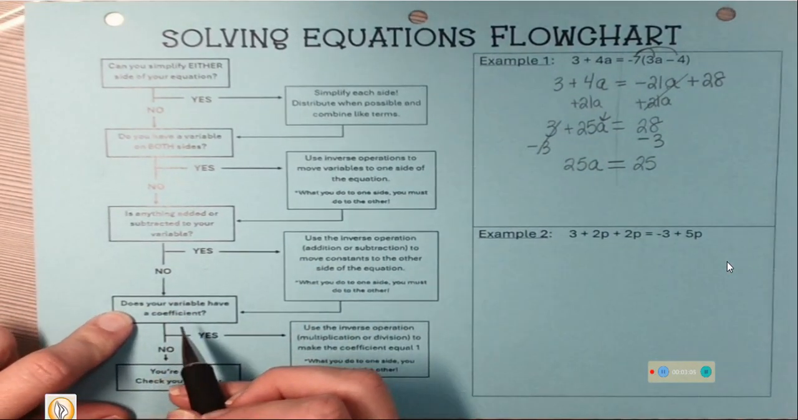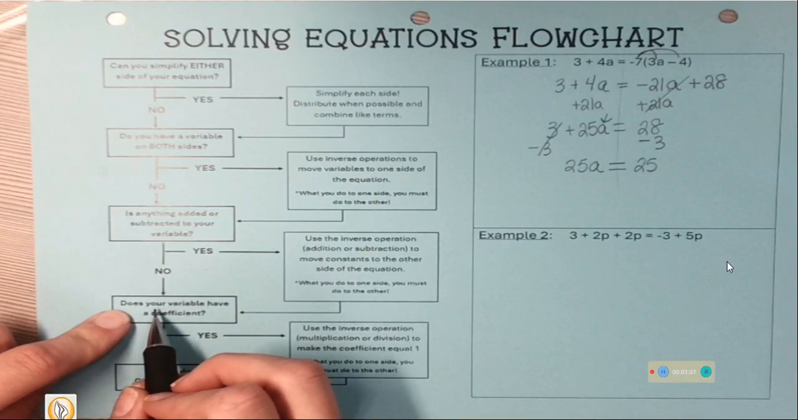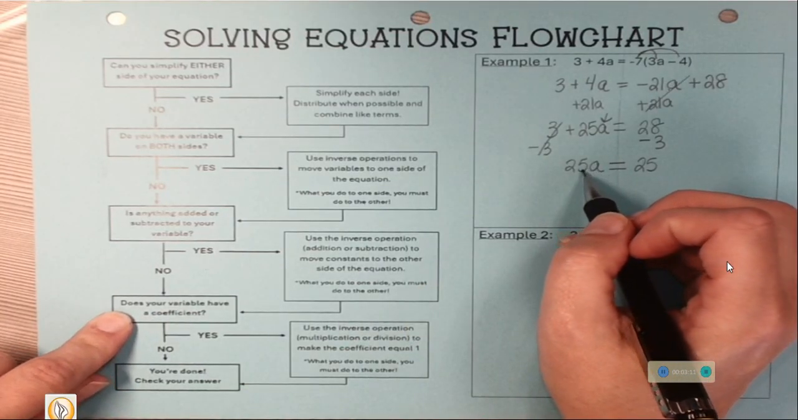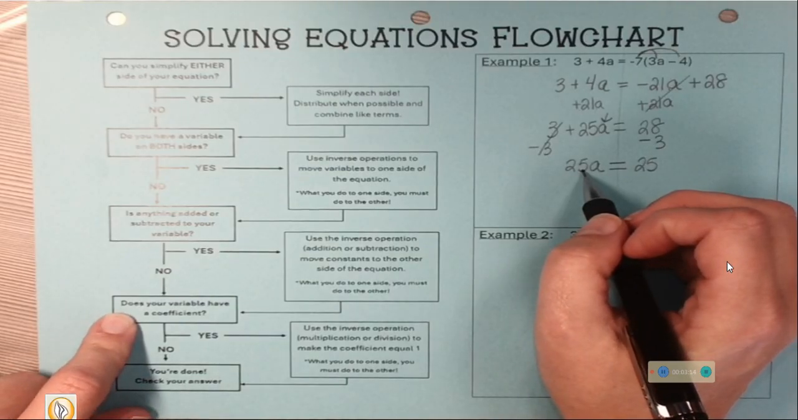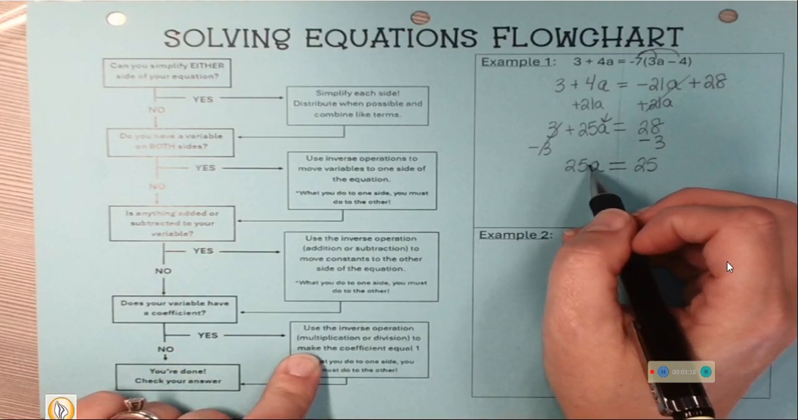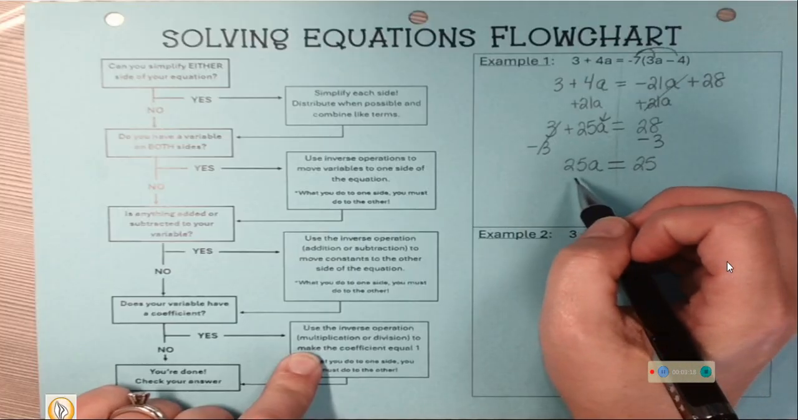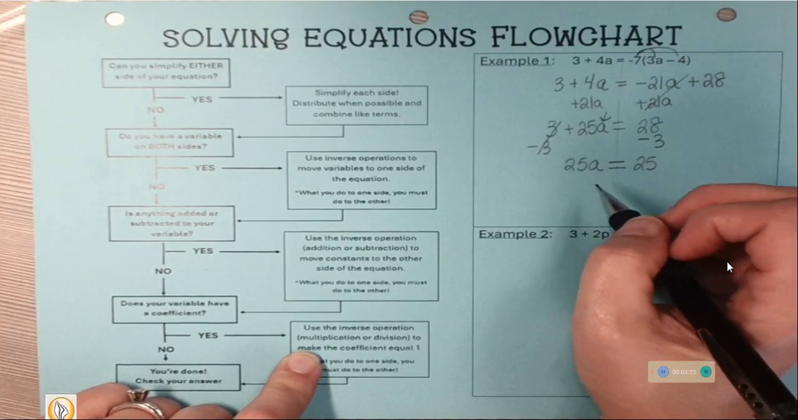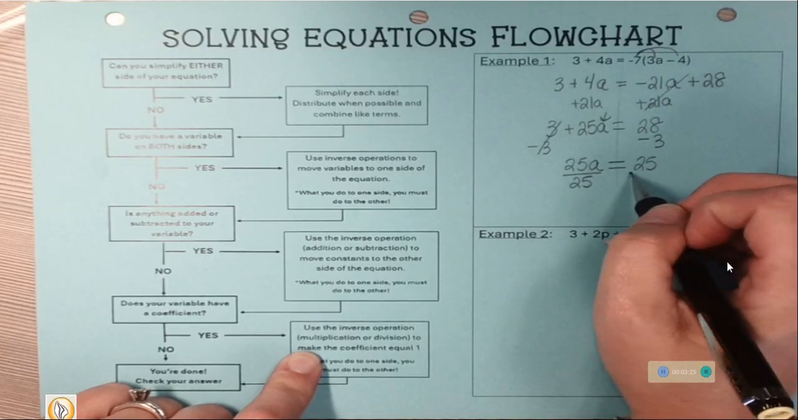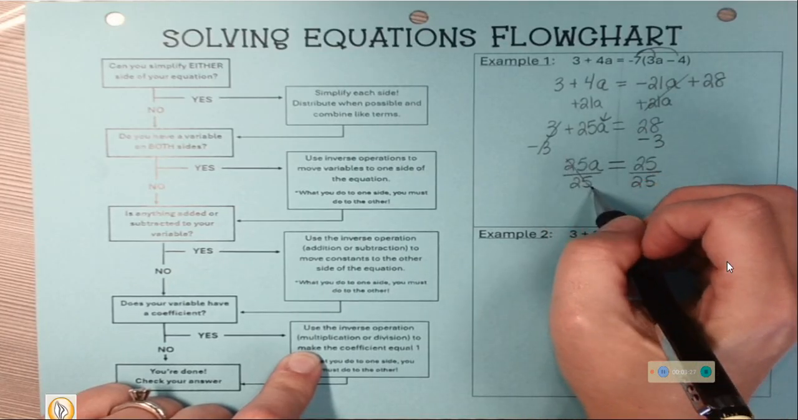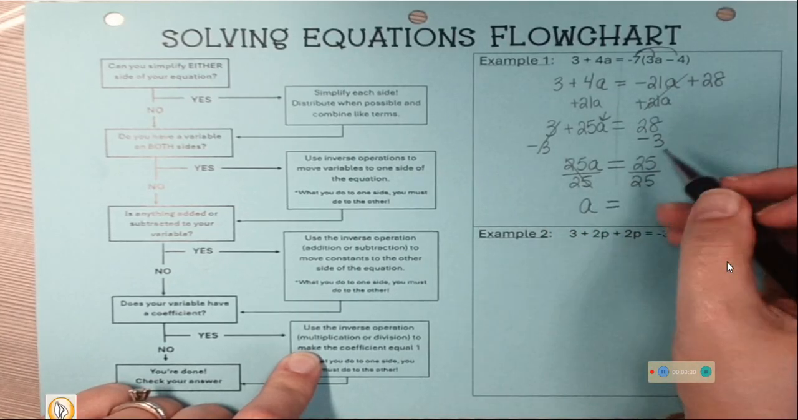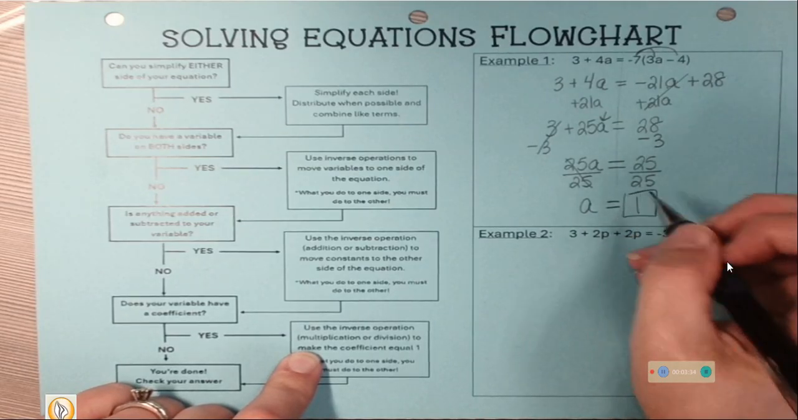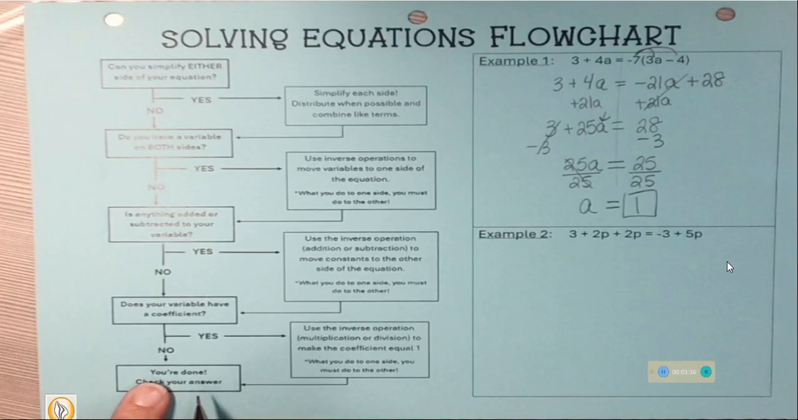Now, I got variable on one side, number on the other. Does your variable have a coefficient? Is there a number in front of the variable? Yep. So, right now it's multiplied. You've got to use the inverse of multiply to make that disappear and be a 1. What's the inverse of multiply? Divide. So I'm going to divide both sides. 25a divided by 25 is a. What is 25 divided by 25? 1. And so then that says you're done, and you can check your answer.